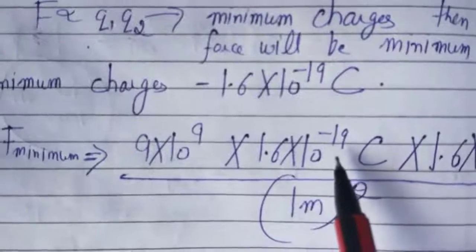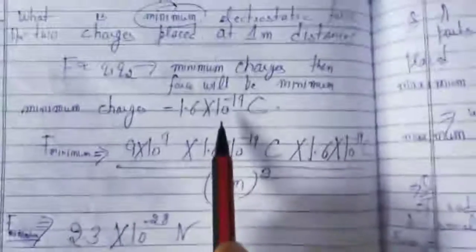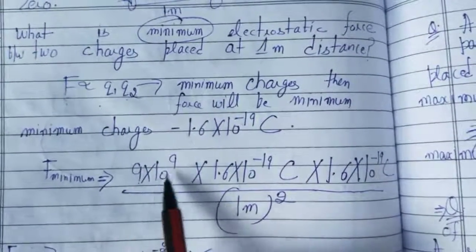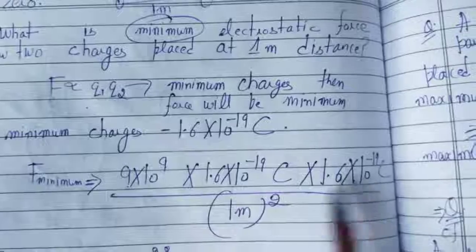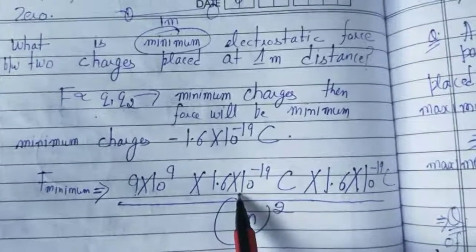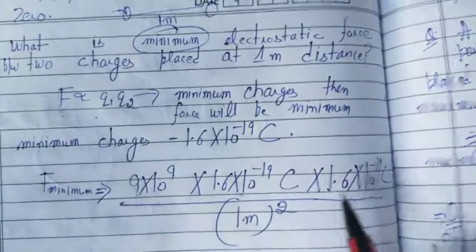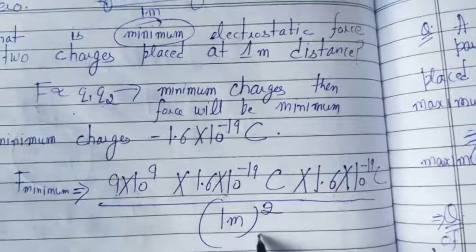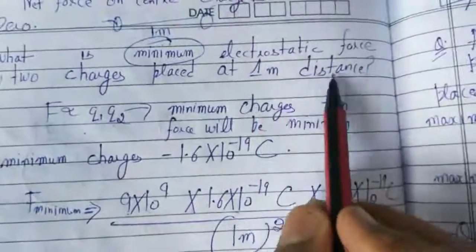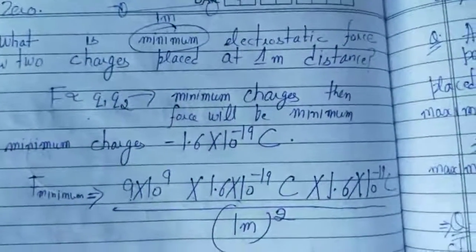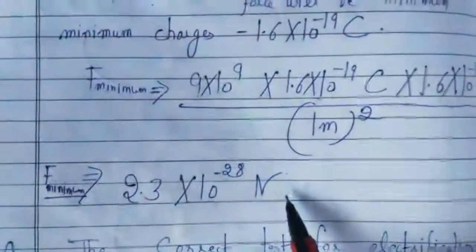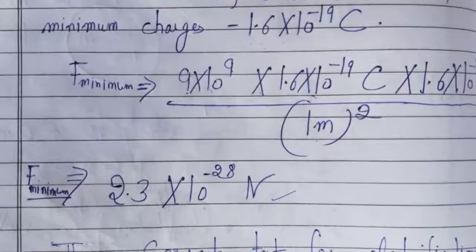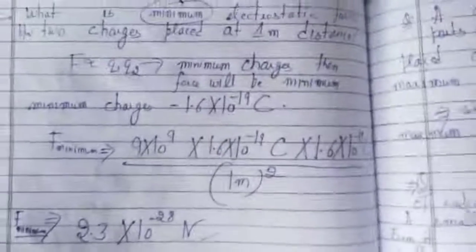So we will put this in the formula, we have to calculate the minimum force. So 1 upon 4 pi epsilon naught, whose value is 9 into 10 to the power 9, into Q1 into Q2. And what is the minimum value of Q1? 1.6 into 10 to the power minus 19 coulomb. And what is the minimum value of Q2? 1.6 into 10 to the power minus 19 coulomb, upon distance squared. And what is the distance between the two charges? 1 meter. So 1 meter squared. So when we do the calculation, you will get the answer equal to 2.3 into 10 to the power minus 28 Newton. So this is the main solution for question number 4.